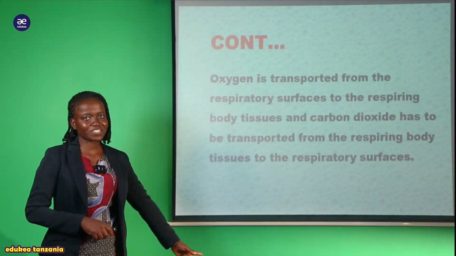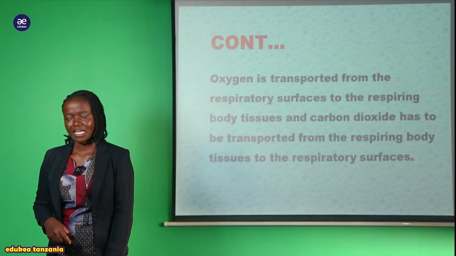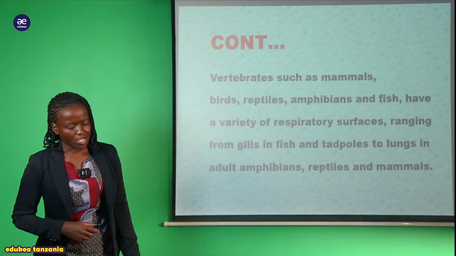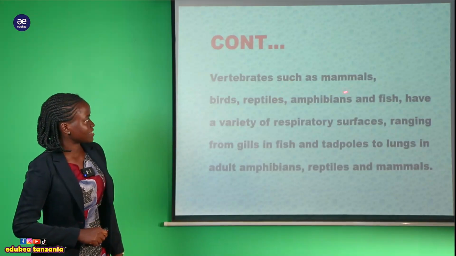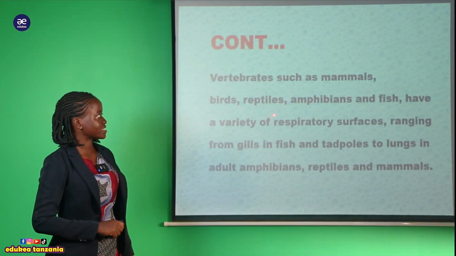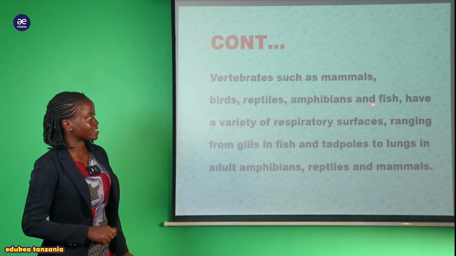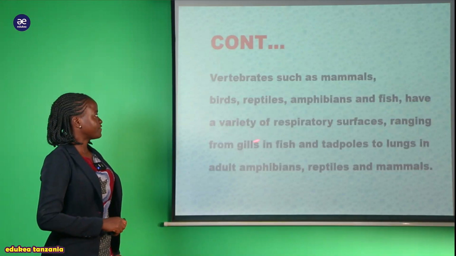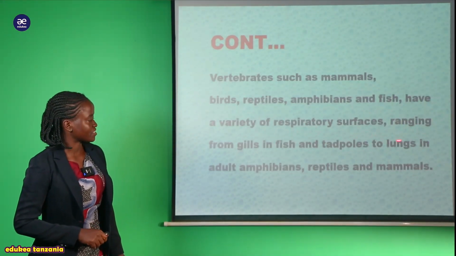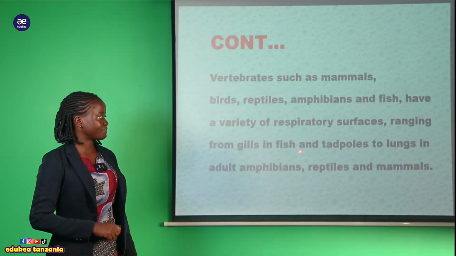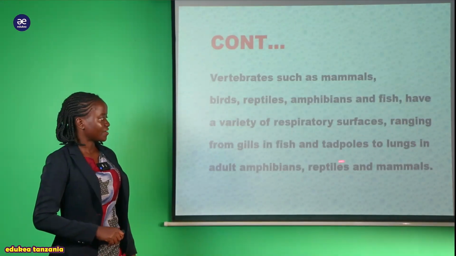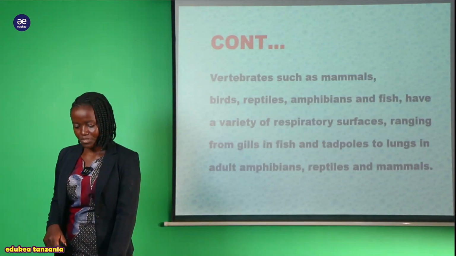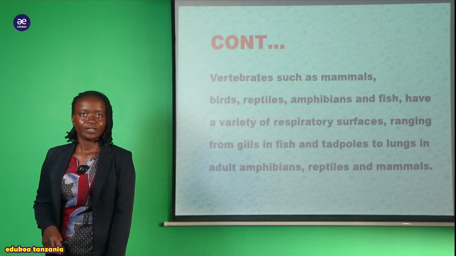So how is that oxygen transported? Now we're going to see. But also the thing that you have to know is that vertebrates such as mammals, birds, reptiles, amphibians, and fish have a variety of respiratory surfaces, ranging from the gill in the fish and tadpole to a lung in adult amphibians, reptiles, and the mammals. That is the thing that you have to know.